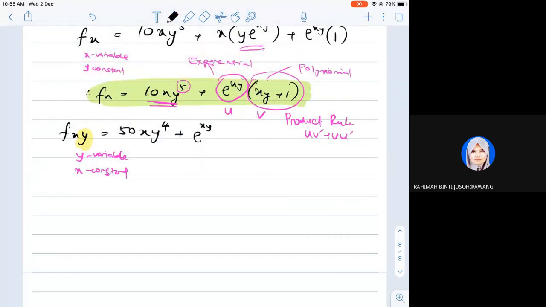U is exponent xy, v prime. Differentiate xy plus 1 with respect to y. We will get what? Ni, you all nak differentiate xy ni terhadap y. Dapat apa? X exponent xy. X saja lah kan? Macam tu kan? Ini baru u v prime. Laju you all ni. Okay, ni u v prime.